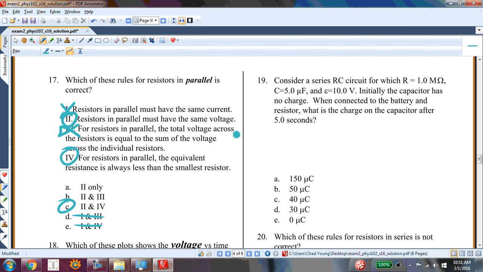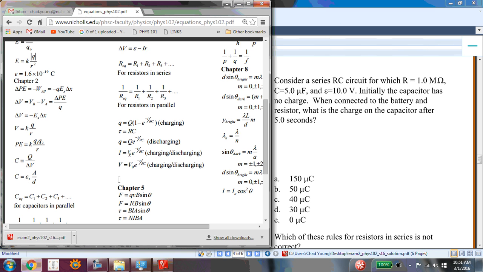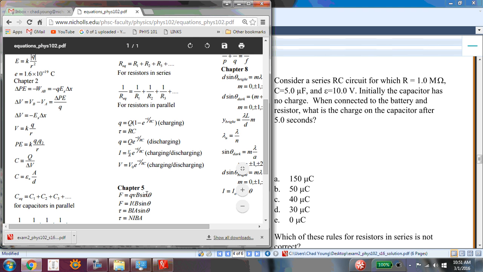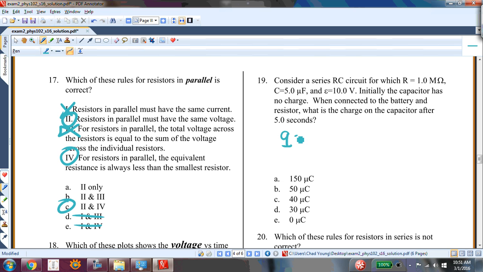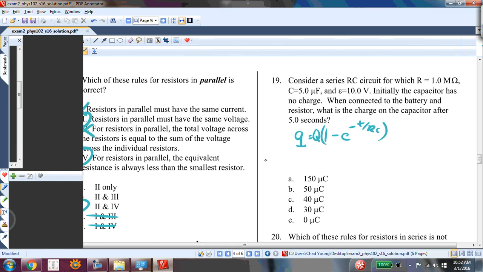All right, so I'm looking for the charge on this at a particular time. Don't forget your equation sheet. So you can go here and you can look for the appropriate expression. Here I'm looking at the charge of a capacitor when it's charging. So Q is going to equal 1 minus e to the minus t over RC. Oh, and then this is going to be times our Q max, which is going to be equal to C times V. So it's going to look like this.